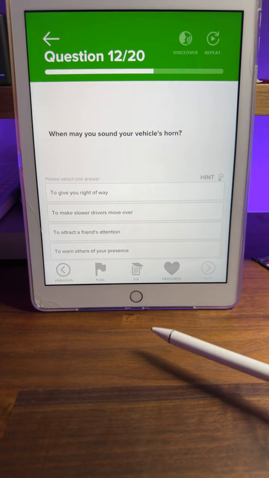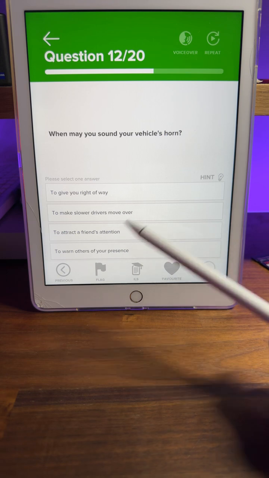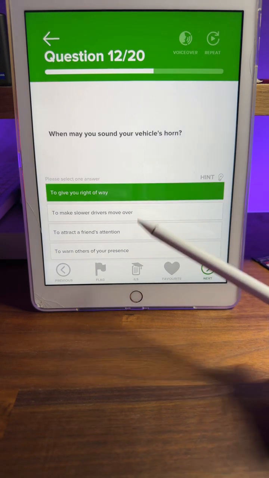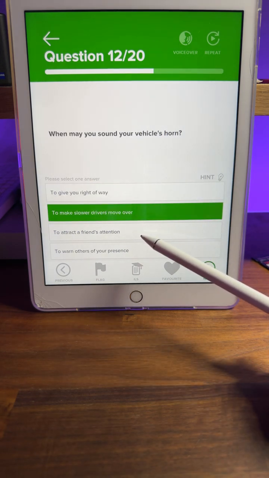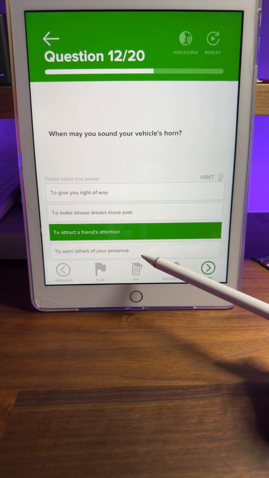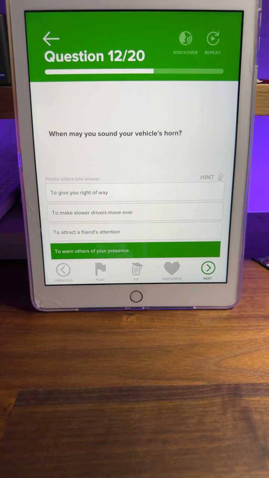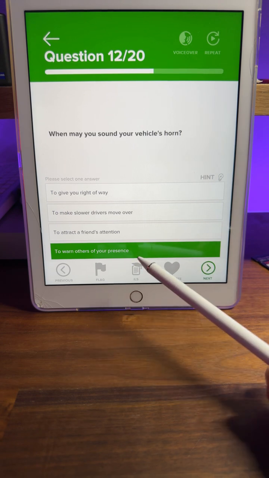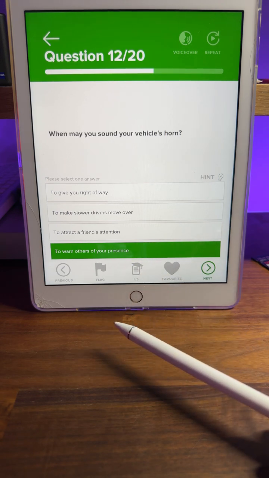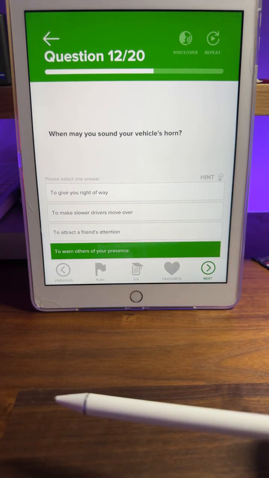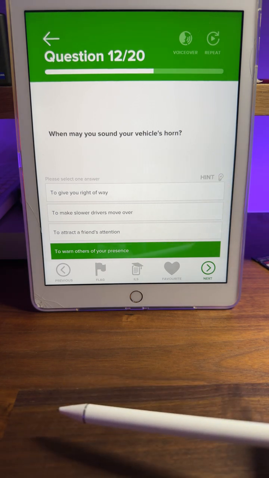When may you sound your vehicle's horn? To give you the right of way, to make slower drivers move over, to attract a friend's attention, or to warn others of your presence? A, B, C, or D? I can see a lot of you saying D. Yeah, pretty much every single one of you saying D. Makes sense. It's to warn others of your presence, like if a car is reversing out or something.